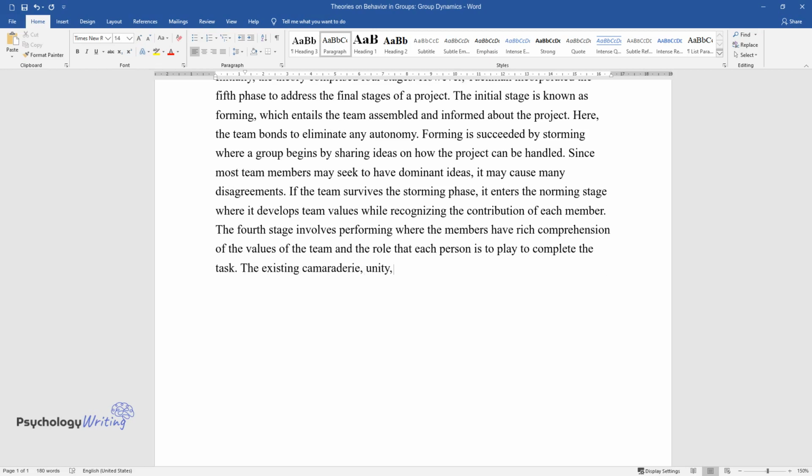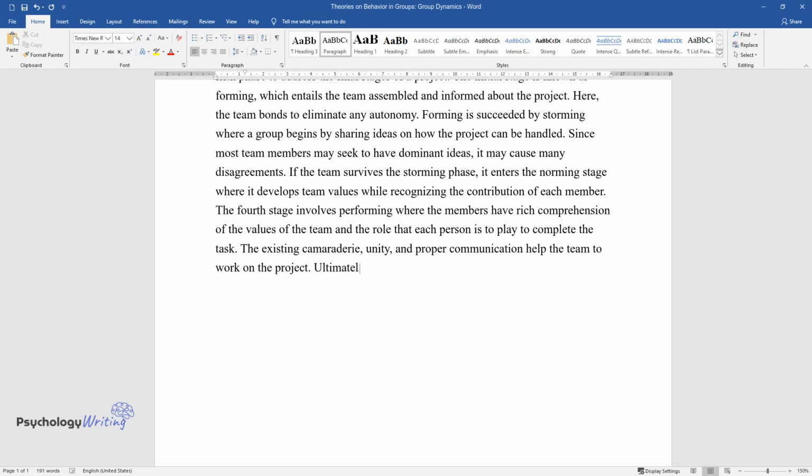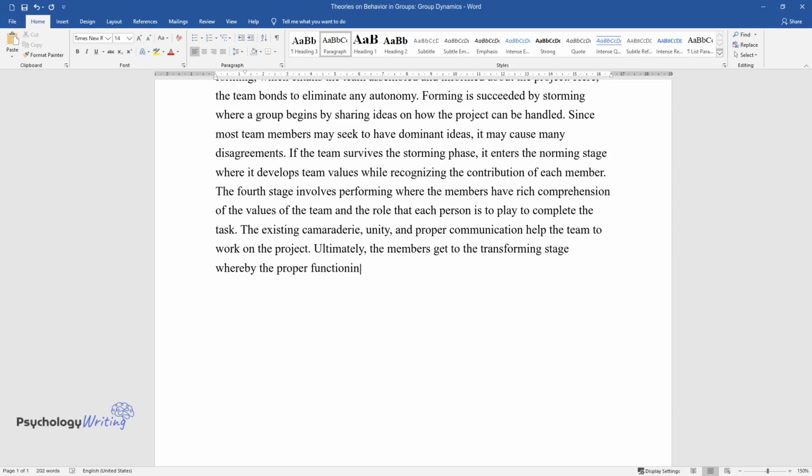The existing camaraderie, unity, and proper communication help the team to work on the project. Ultimately, the members get to the transforming stage, whereby the proper functioning of the team helps it to respond to any modifications.